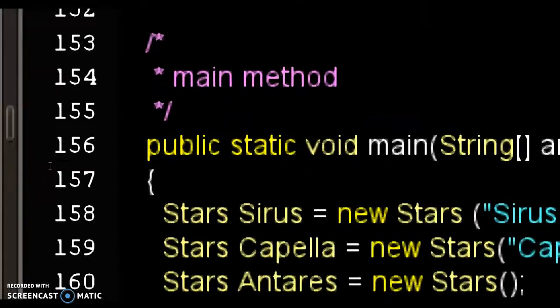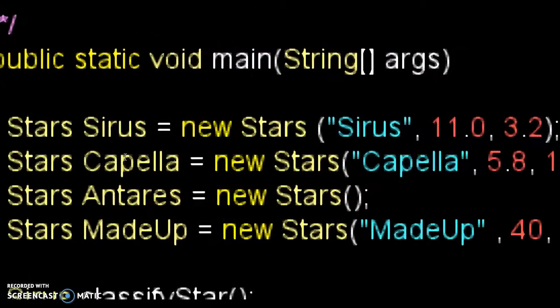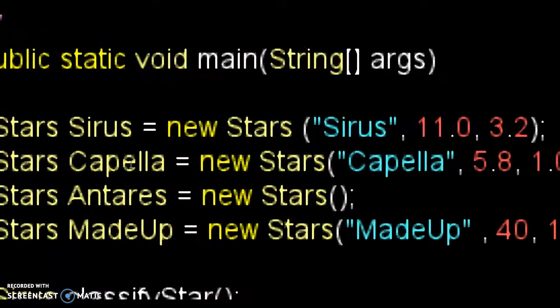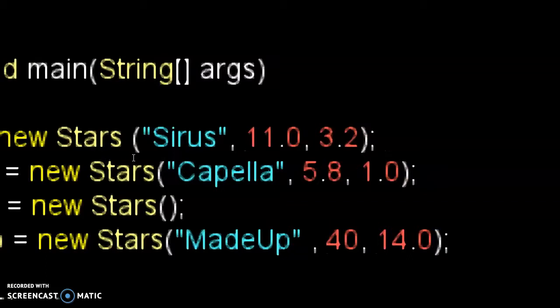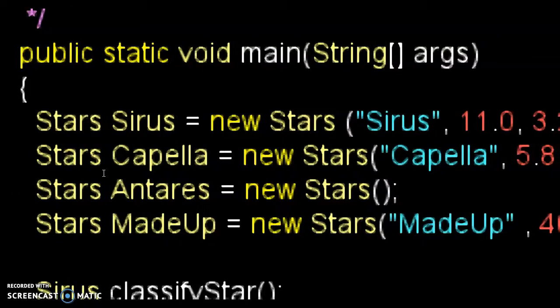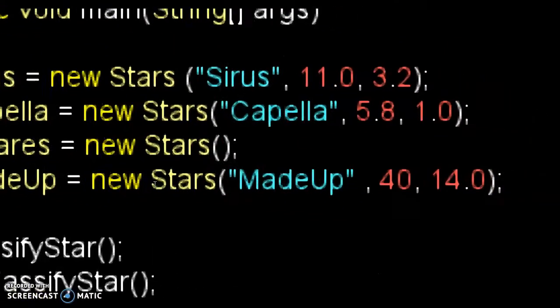Finally, we have our main method, or our code, to test our stars class. I create 4 stars, 3 of which are real, and 1 that is made up. As you can see, Cirrus and Capella have values inputted in the parameter list using the second constructor method. On line 160, however, we have Antares, which, if you remember, was our default star, so I left our parameter list empty because we're going to use the default values. And finally, our last star is called made up, and it is given some random values.